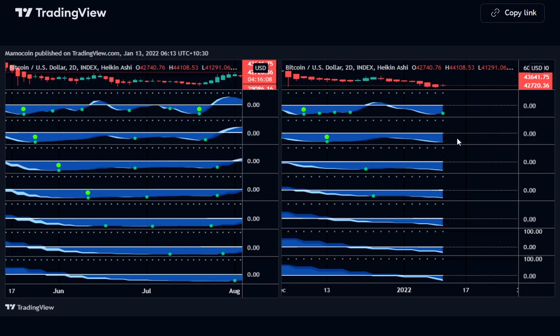We'll keep following this as these green dots do appear, whether we do something similar to this, where we spend some time consolidating for a few more weeks before we do get that weekly green dot. We'll have to see how this plays out.